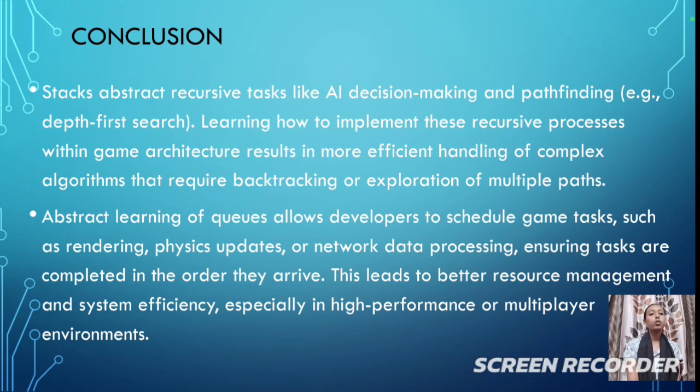Abstract learning of queues allows developers to schedule game tasks such as rendering, physics updates, or network data processing, ensuring tasks are completed in the order they arrive. This leads to better resource management and system efficiency, especially in high performance or multiplayer environments.